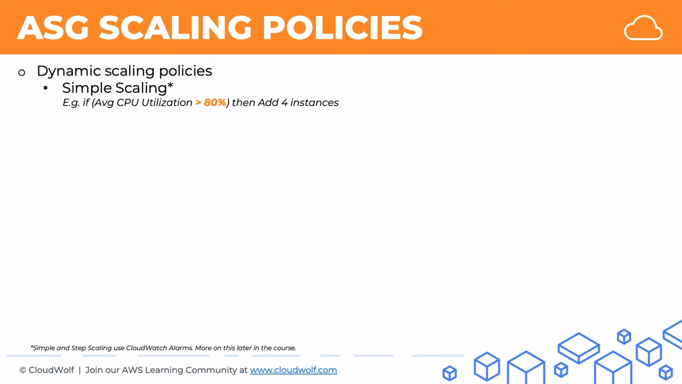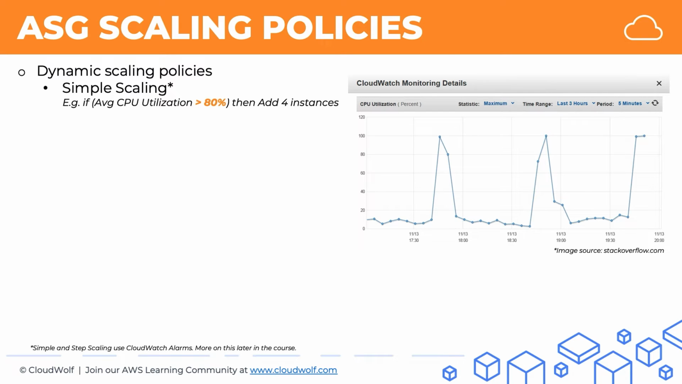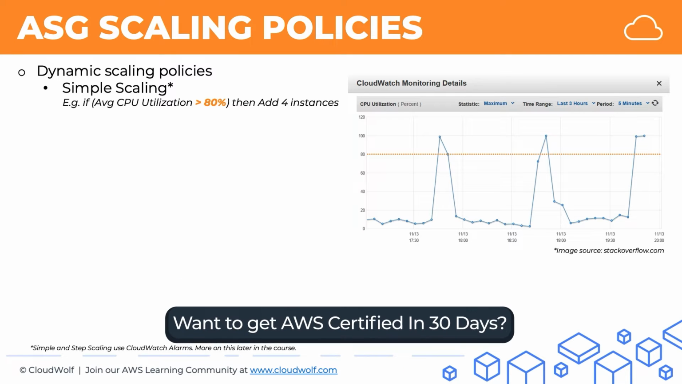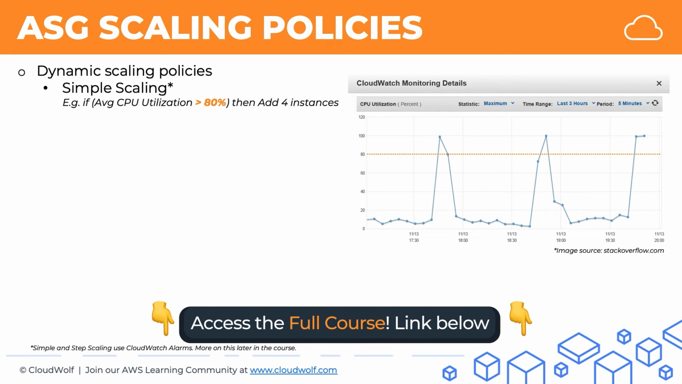And here we can see an example. This is average CPU utilization. As you can see, it's spiking at certain points in time. So here our threshold would be 80%. As soon as the average CPU utilization goes above 80%, a new instance will be added to the auto-scaling group to ensure that the average CPU utilization is kept below 80%.